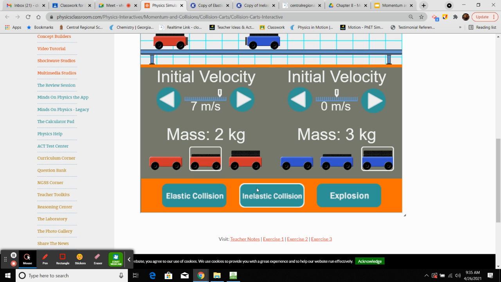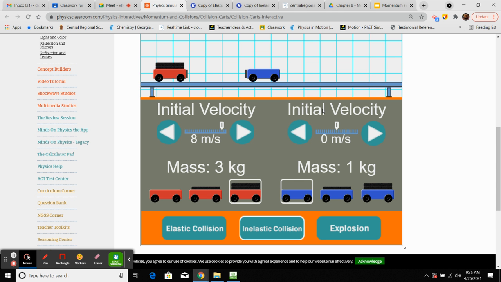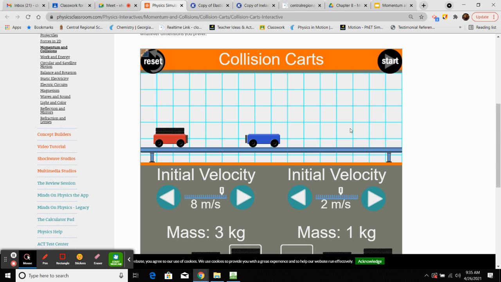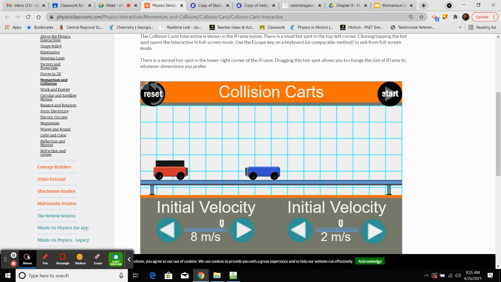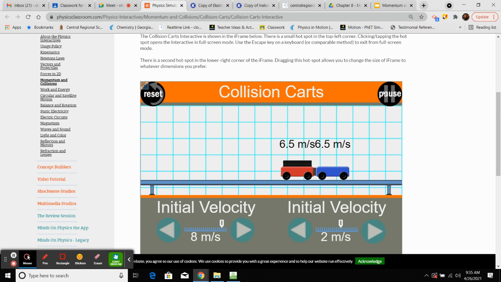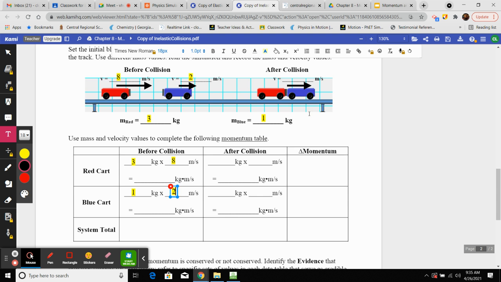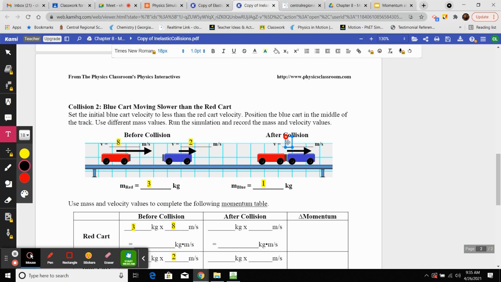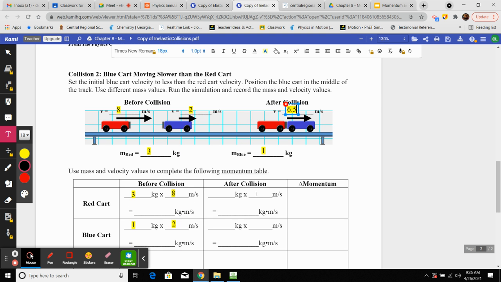So let's reset. Let's change this to inelastic. The mass of the red, we should say, is 3. The mass of the blue is 1. This was originally at 8, and this one is originally at 2. And then start. So 6.5 is going to be the after collision velocity. So that means this one here has got to be 6.5. This one here has got to be 6.5. Masses didn't change.